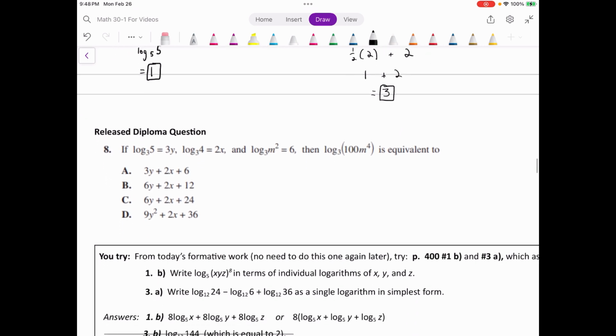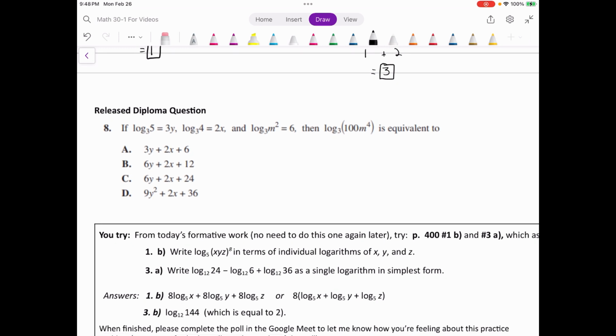Okay. Let's try one from an old diploma, and then we'll take a little practice break. You can pause and try some practice. So for this released diploma question, we know that if log base 3 of 5 equals 3y, log base 3 of 4 equals 2x, and log base 3 of m squared equals 6, then what is log base 3 of 100 m to the 4th? Okay, what is it equivalent to?